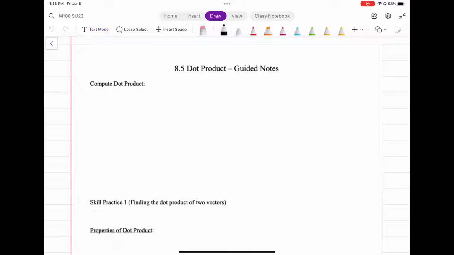Welcome back to our exploration of trigonometry. This is the final concept that we're going to talk about. We're going to be working with dot products. The dot product is when you multiply two vectors together.